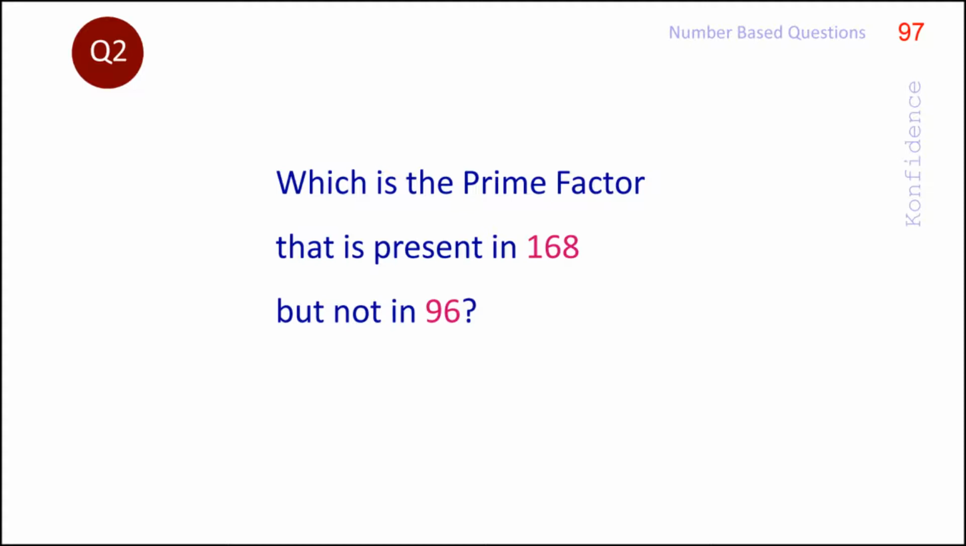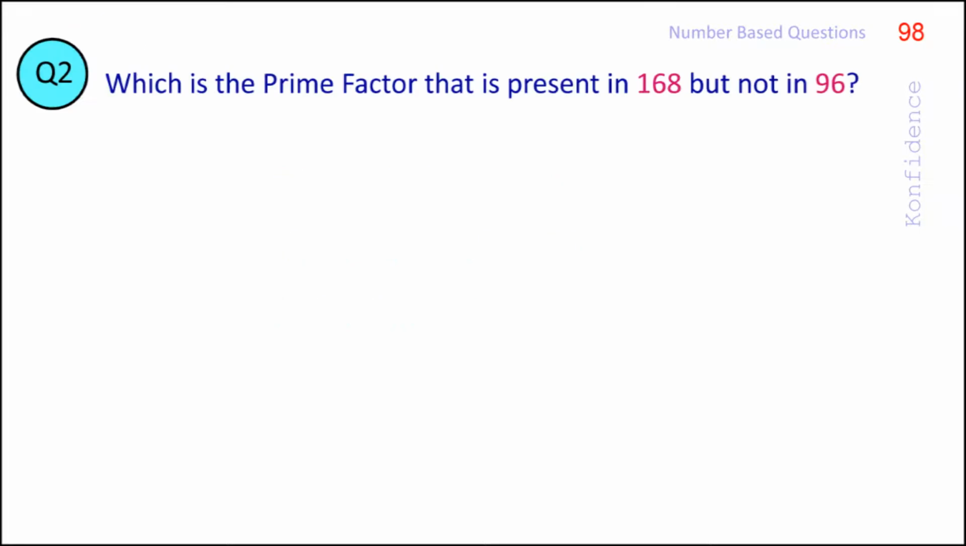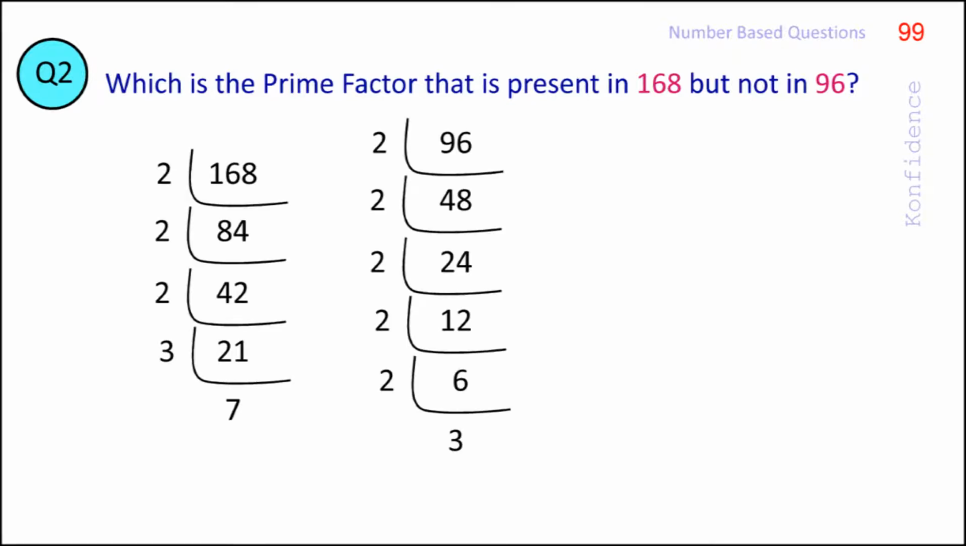We saw earlier that a prime factor of a number is a factor which is a prime number. The question asks us to find the prime factor that is present in 168 but not in 96. In order to find this out, we need to find the prime factors of both 168 and 96 and compare them. Let us do that. The slide shows the factorization and prime factors.